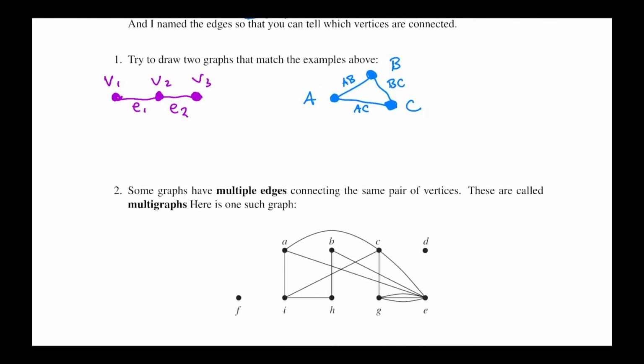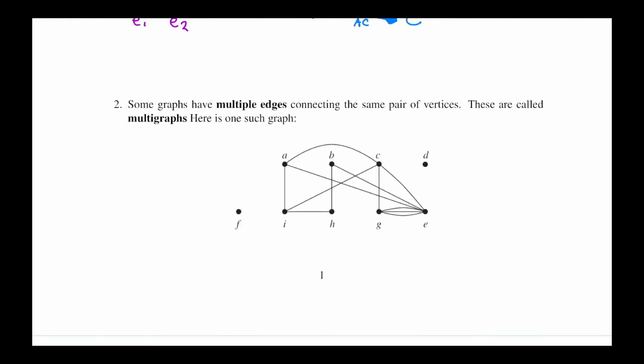Now, there's nothing that actually requires you to only have one edge connecting a vertex to a vertex like this. You can have what we call multiple edges. So a multiple edge is just more than one edge connecting the same pair of vertices. And if you do that, then your graph is called a multigraph.